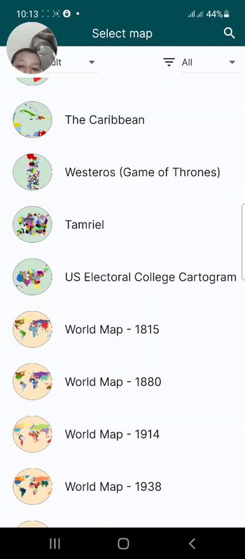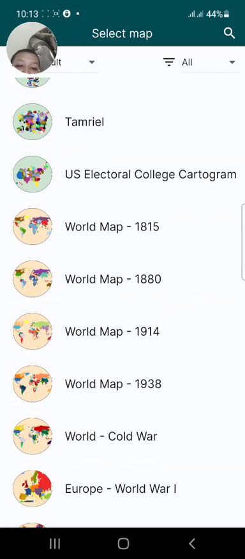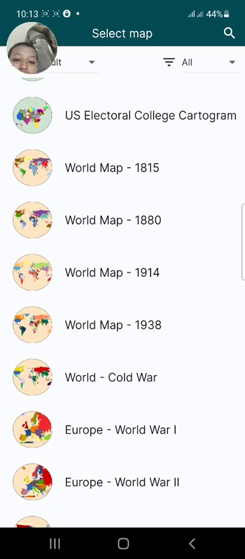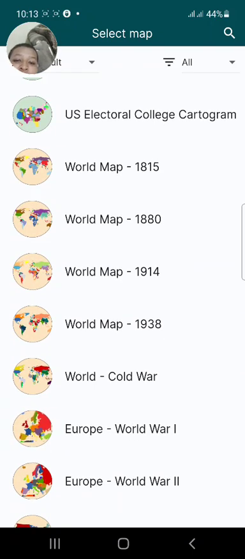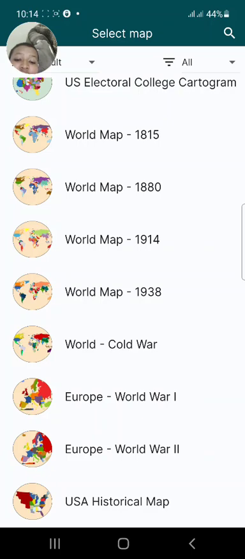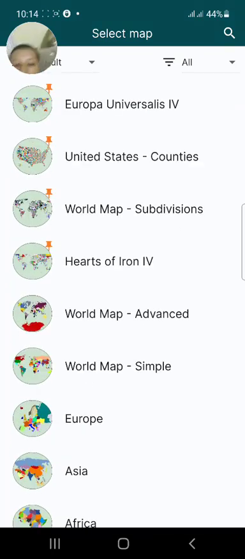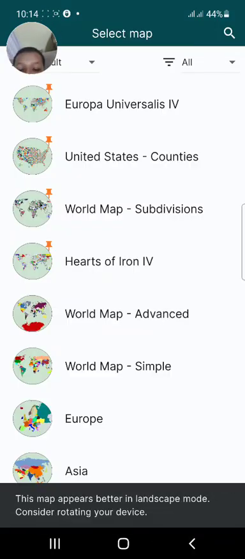Westeros from Game of Thrones, which I don't know about. This another fictional thing, Tamriel, and the US Electoral College cartogram map of 1850, world map 1815, world map 1880, world map 1914, world map 1938, world map Cold War, Europe World War One, Europe World War Two, USA historical map. So we're gonna look at them.